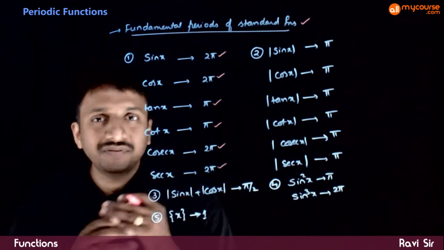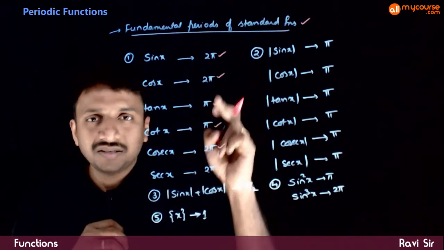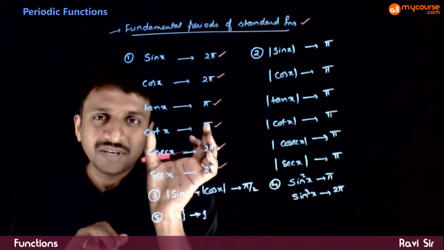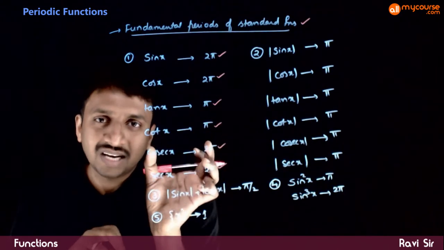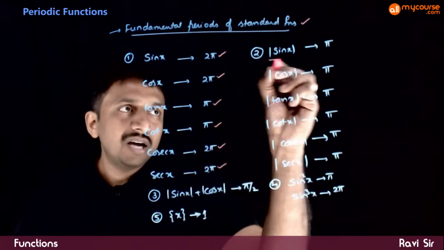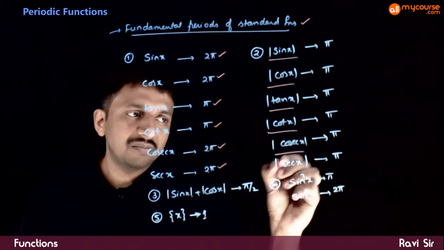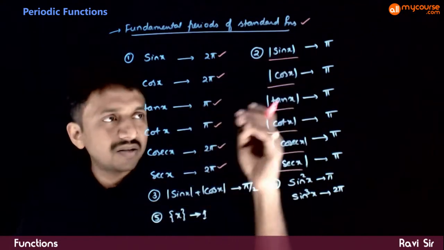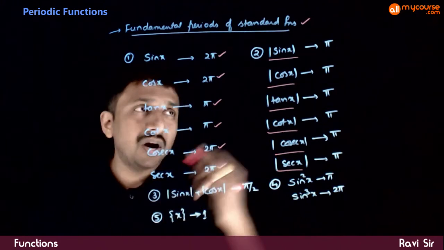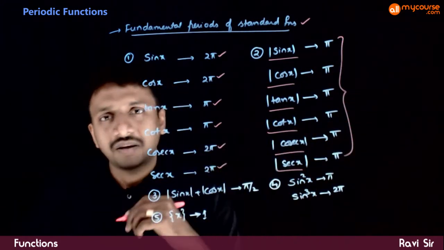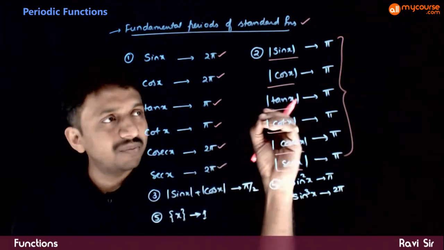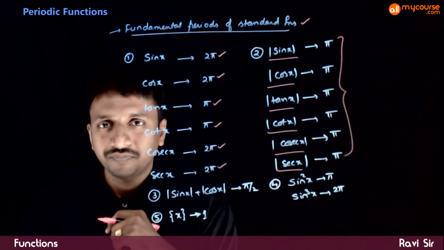If you look at the graph of these functions, these periods will be clearly visible to you. These are the lengths of segments of these graphs which repeat again and again. And if you take modulus of these functions, so mod sin x, mod cos x, mod tan x, mod cot x, mod cosecant x, mod secant x, all the trigonometric functions have periods of pi. Again, if you look at the graphs of these functions, the period will be very clear to you.